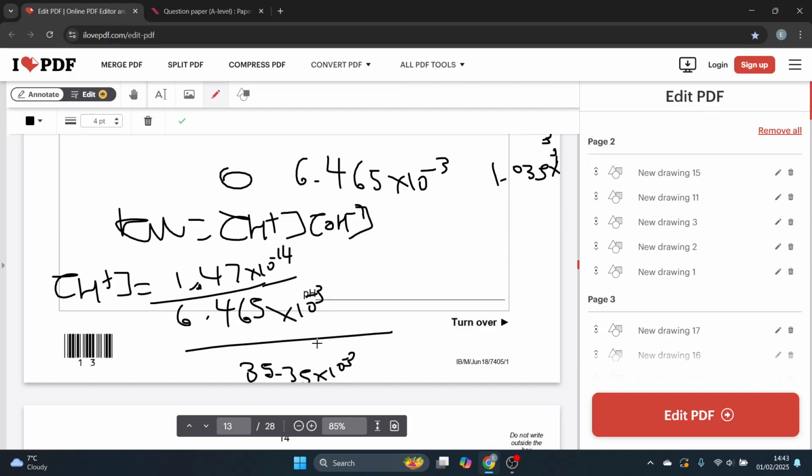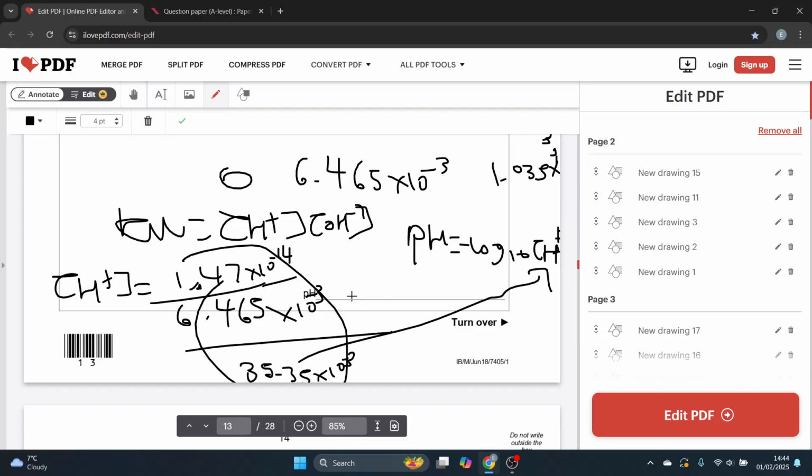Kw, 1.47 times 10 to the power minus 14, divided by 6.465 times 10 to the power minus 3 divided by 35.35 times 10 to the power minus 3. Then I substitute into pH equals minus log 10 H plus, because remember pH is minus log 10 H plus, and I substitute this whole answer in there, and I get pH as 13.10, and always give pH to 2 decimal places. Whew. Very tricky question. Actually, I wouldn't say tricky, it's just a very long, complicated question.